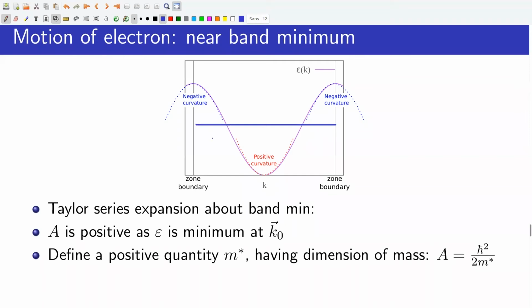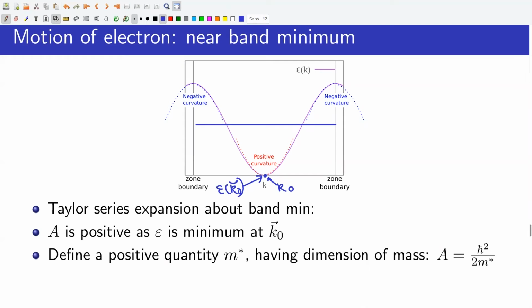Now, let us discuss the motion of electron near band minimum. Previously, what we did was relevant for unoccupied levels, but now what we are going to do is relevant for occupied levels. We do not know the exact form of E of k. All we know is that E of k is minimum at some point k0. So this is the point k0, and E0 is minimum at this point.